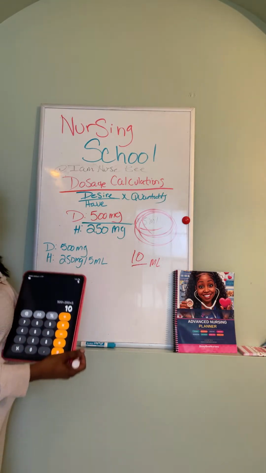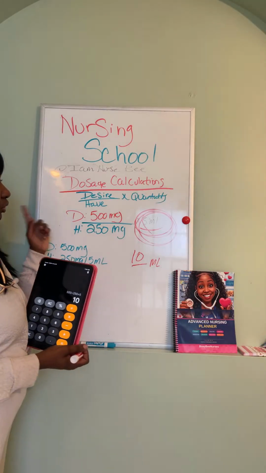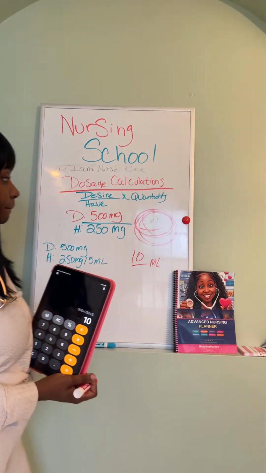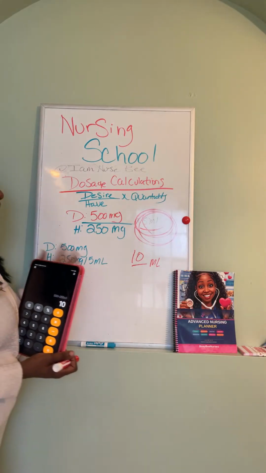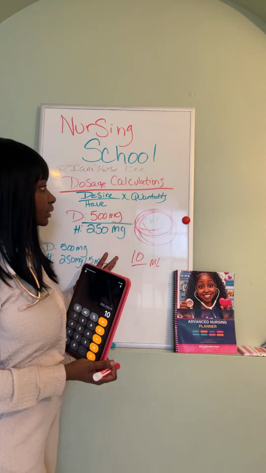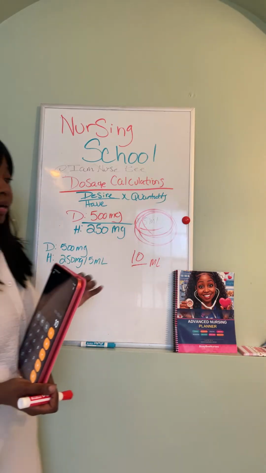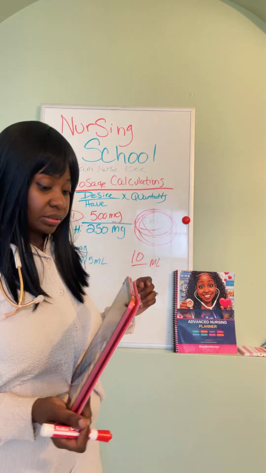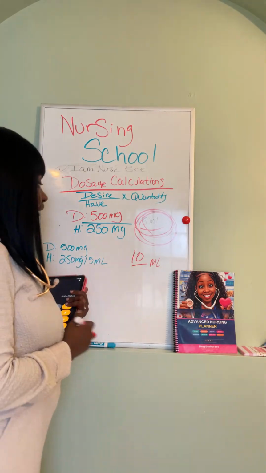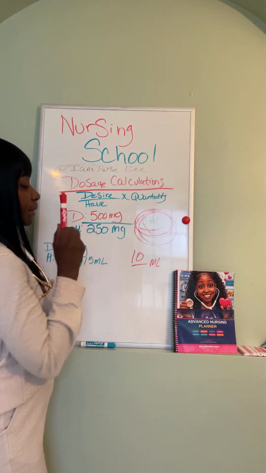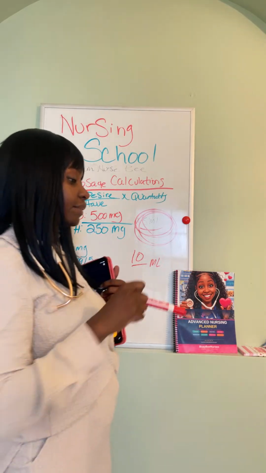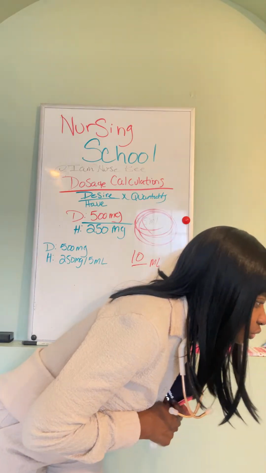So you're going to do desired over have times the quantity. And that's pretty much it, it's not hard, guys. Once you practice and practice, you are going to get the gist of it. But make sure you always keep in mind desired over have, desired over have, desired over have.